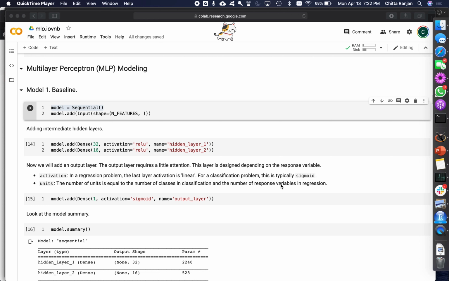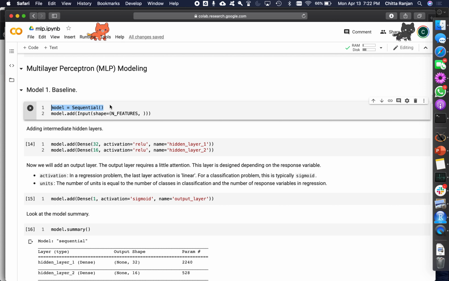Now we'll start building a baseline MLP model. We'll keep the baseline model very simple. We'll only put basic things here. And to do that, we are going to build the model using the sequential class in TensorFlow. This class makes model building quite easy.